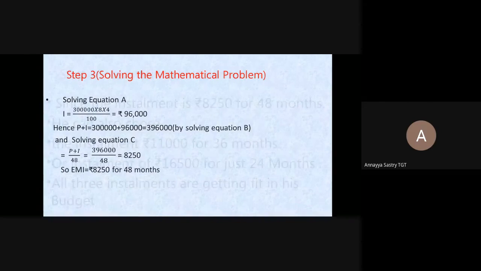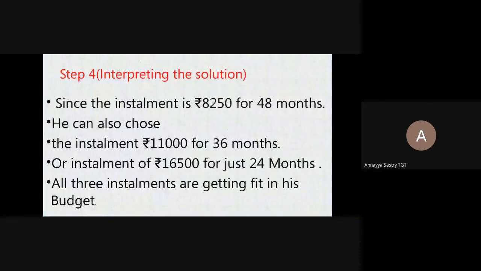interpreting the solution. Since the installment is 8,250 rupees for 48 months, he can also choose the installment of 11,000 rupees for 36 months, or the installment of 16,500 rupees for 24 months. All these three installments fit in his budget.